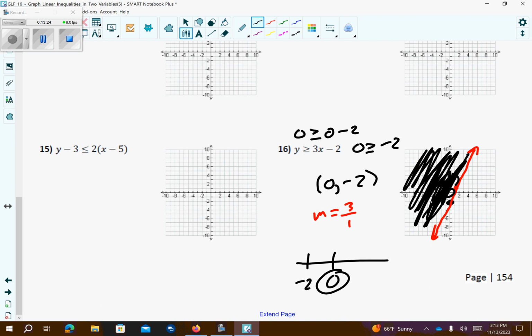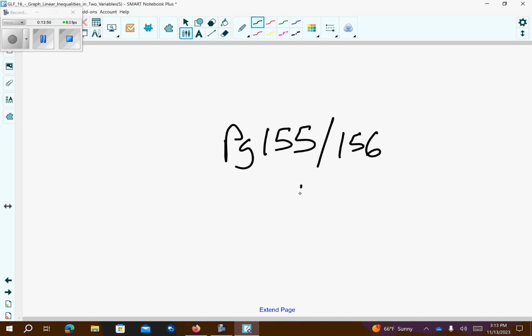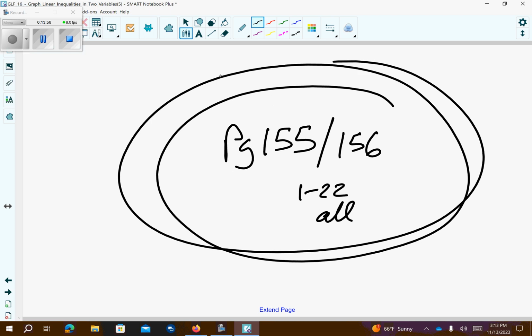I would like you to work on page 155 and 156. We are going to do problems 1 through 22 all. So if you have any questions while we're working on it as a class, go ahead and ask, or if there's any time during the lesson that you need to ask me a question. Other than that, I hope you have a nice day.